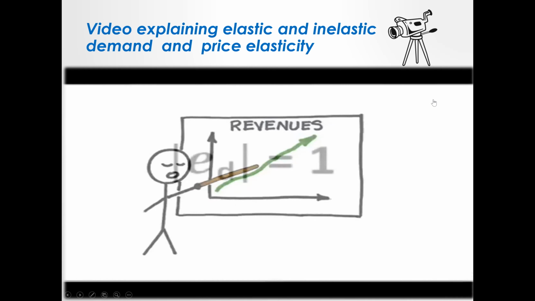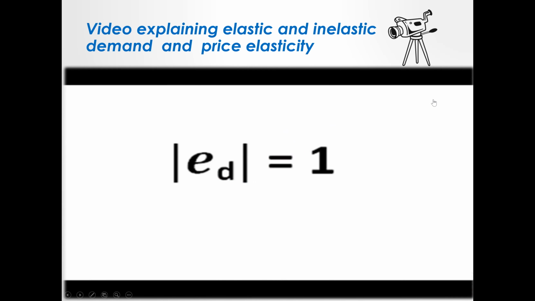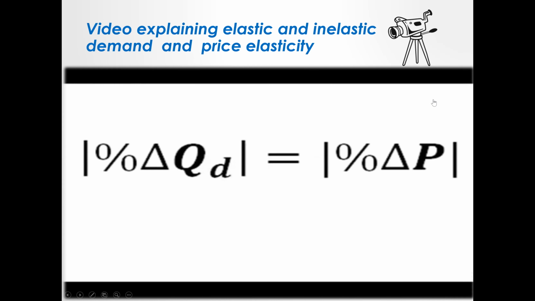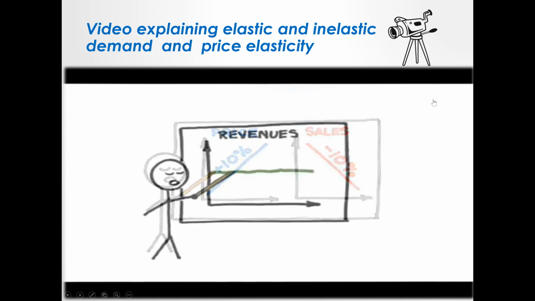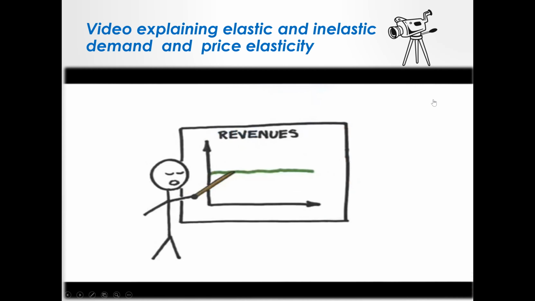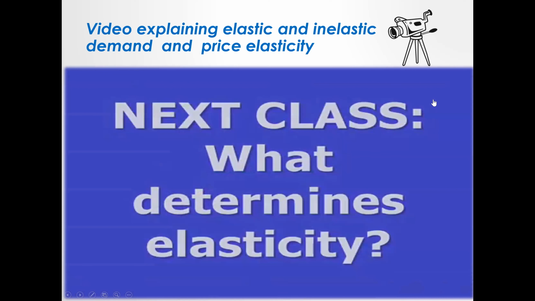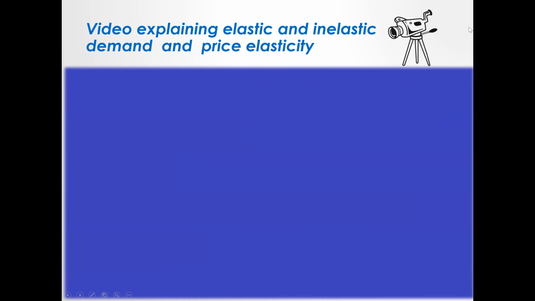Is it possible for elasticity of demand to be equal to 1? Technically it is. If so, the size of the quantity change is going to be equal to the size of the price change. The changes exactly offset one another. That is, a 10% increase in price results in a 10% decrease in quantity demanded, and there would be no change in total revenue. Next time, characteristics that determine elasticity of demand.